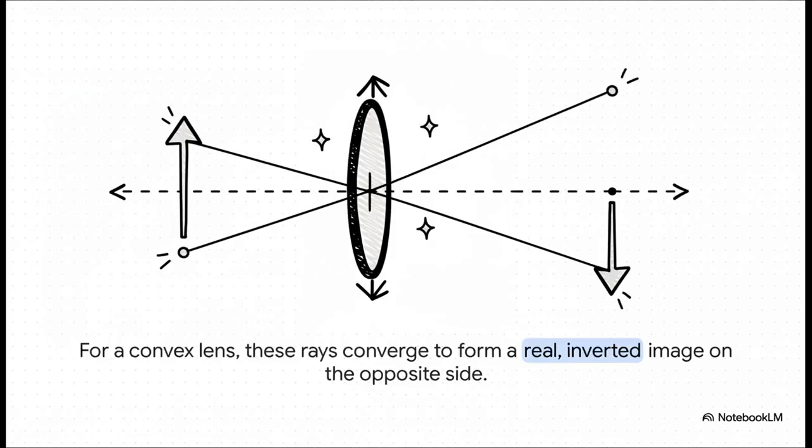So let's put it all together for a convex lens. We just draw our 3 special rays coming from the top of our object. And look at that. They all cross over or converge at one single point on the other side. That tells us exactly where the top of our image will be. And you'll notice it's below the center line, which means our image is upside down, or inverted.